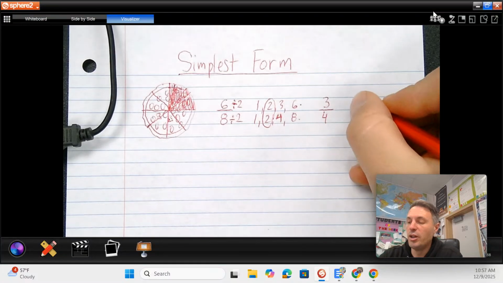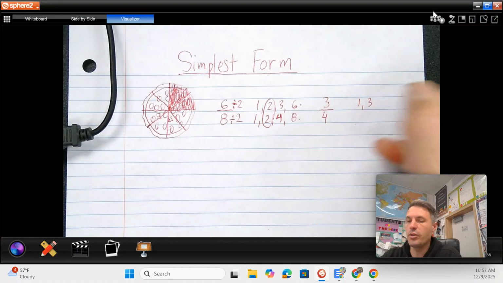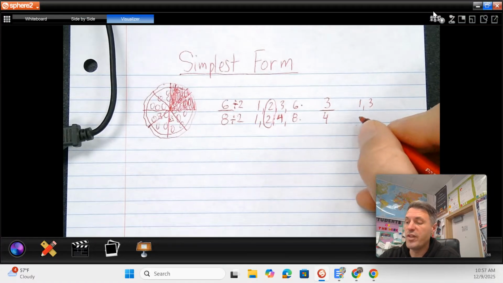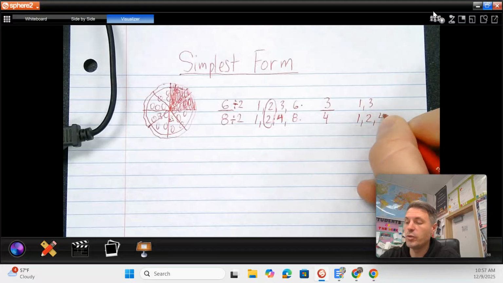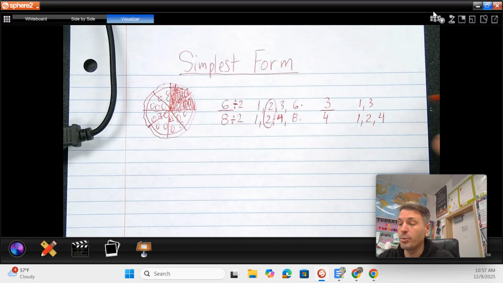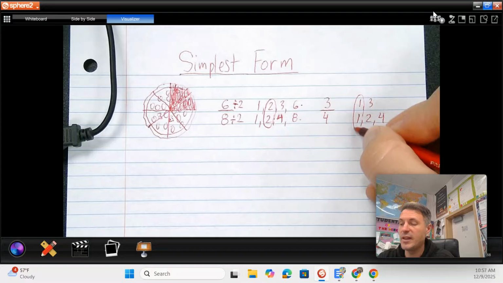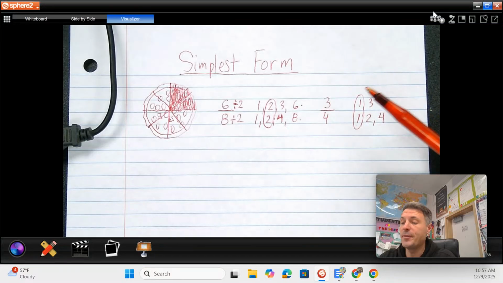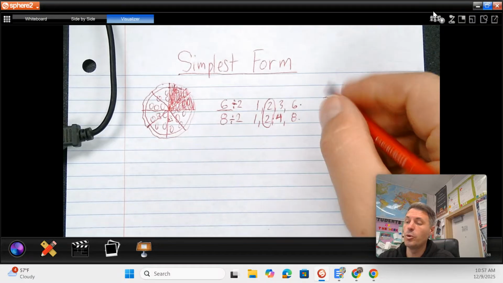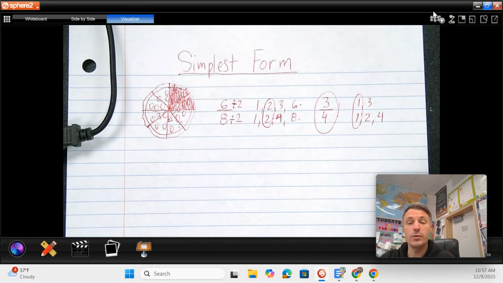Well, if we list all the factors of 3, it's just 1 and 3. And if we list all the factors of 4, it's just 1, 2, and 4. Notice there's only one number that's in both of these lists, and that's 1. So the greatest common factor of both 3 and 4 is 1. That means 3/4 is in simplest form.